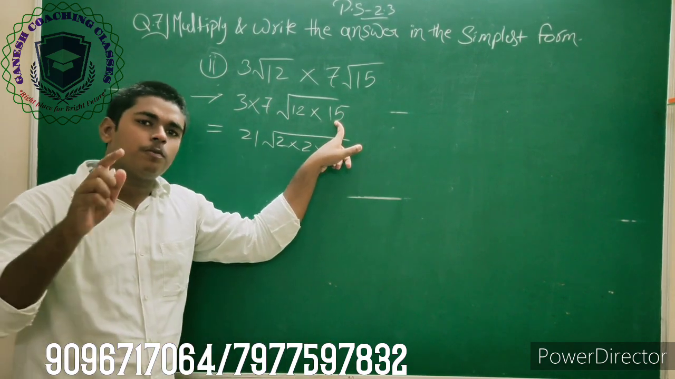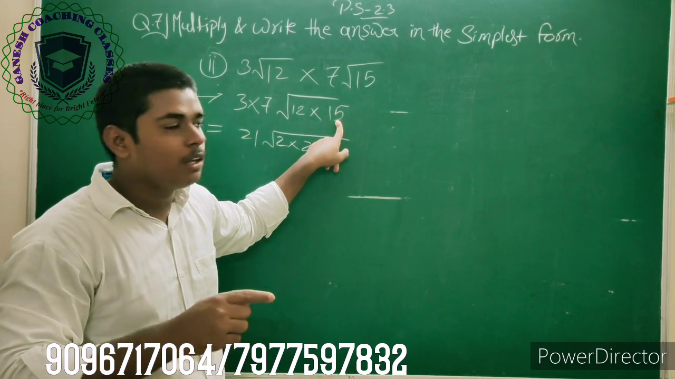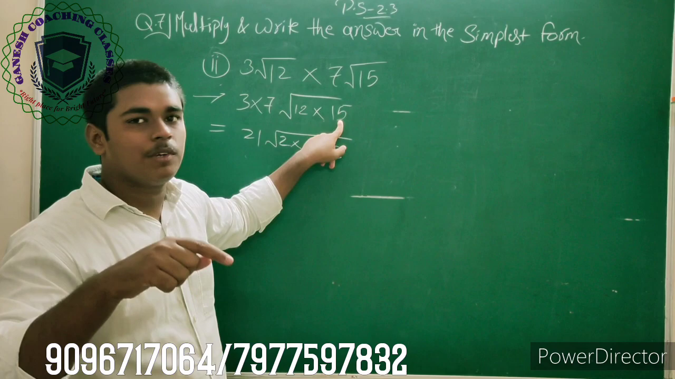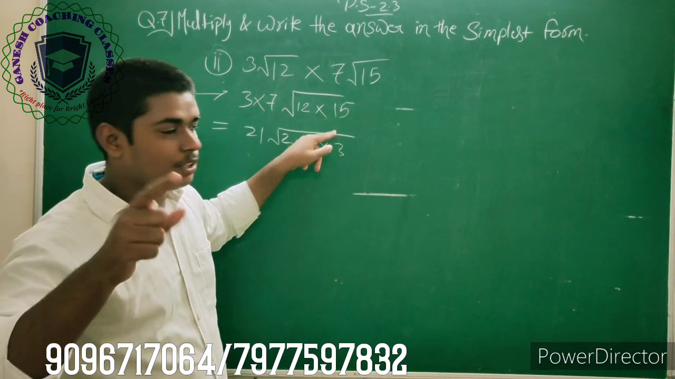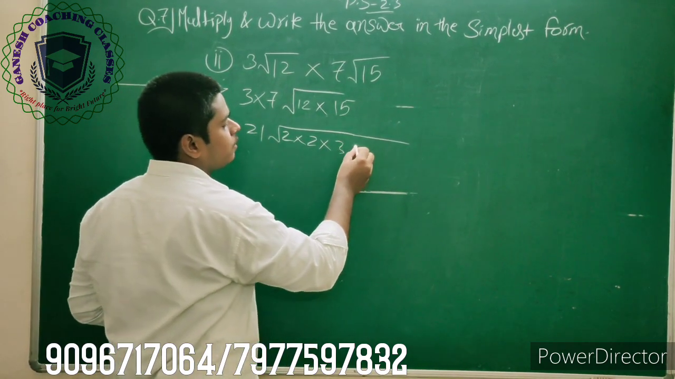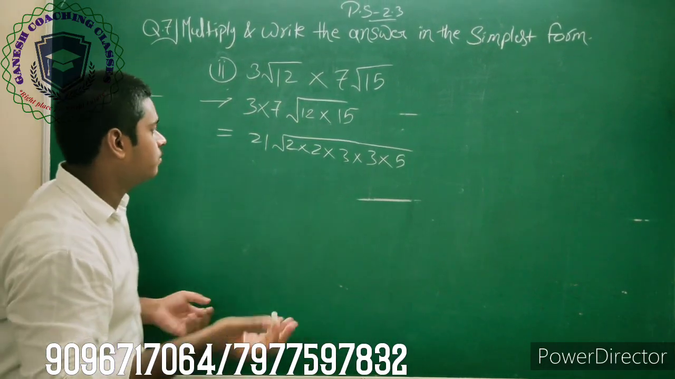And there is only one option for writing 15, that is 3 fives are 15. Besides this, there is no other option for writing 15 in its prime factors. So 15 can be written as 3 into 5. 3 fives are 15.